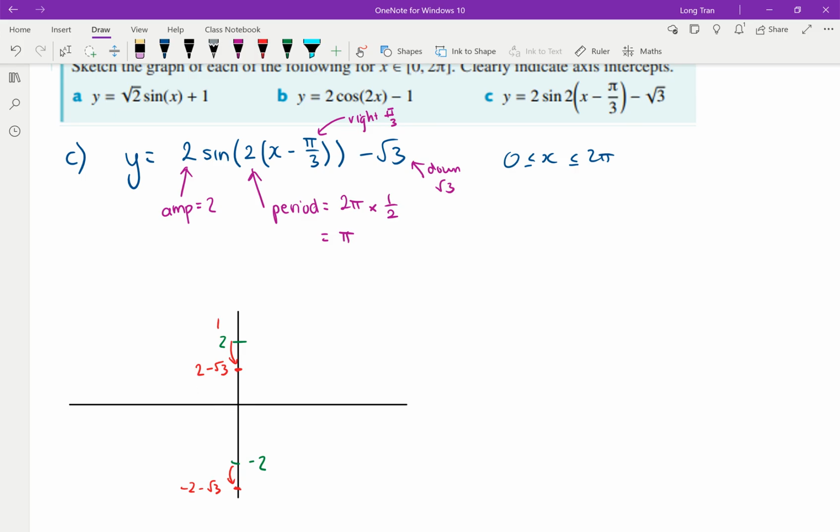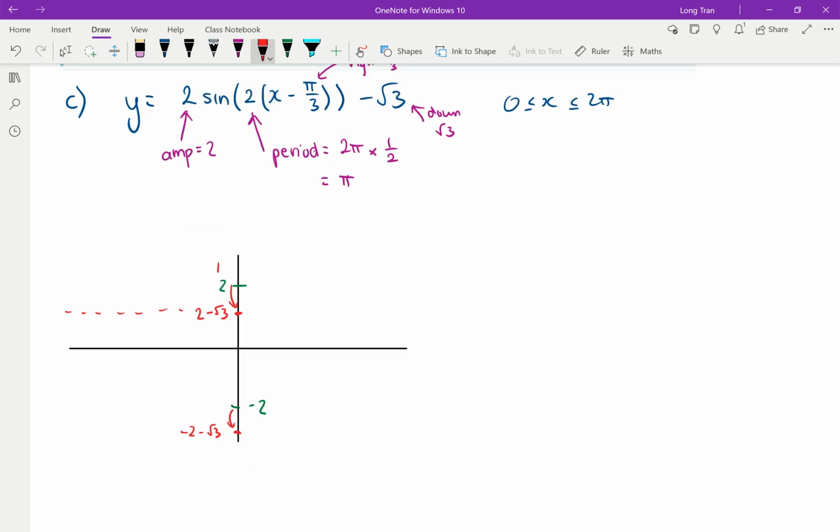So what I'm trying to say on a visual aspect is this is your new maximum value. That's your top value, not 2 and negative 2 anymore. It is 2 minus root 3, and the other one is now at negative 2 minus root 3. Where's the center? Well, a sine graph normally starts at 0, but since it's going down by root 3, my new center has gone down by root 3. So let's just say that's negative root 3 there. So this is my new center. If you can visualize that.